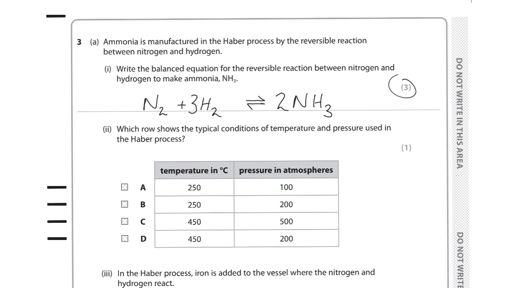Part 2 says, which row shows the typical conditions of temperature and pressure used in the Haber process? Well, this was just learning these conditions, and it's 450 degrees C and 200 atmospheres. So D was the correct answer.